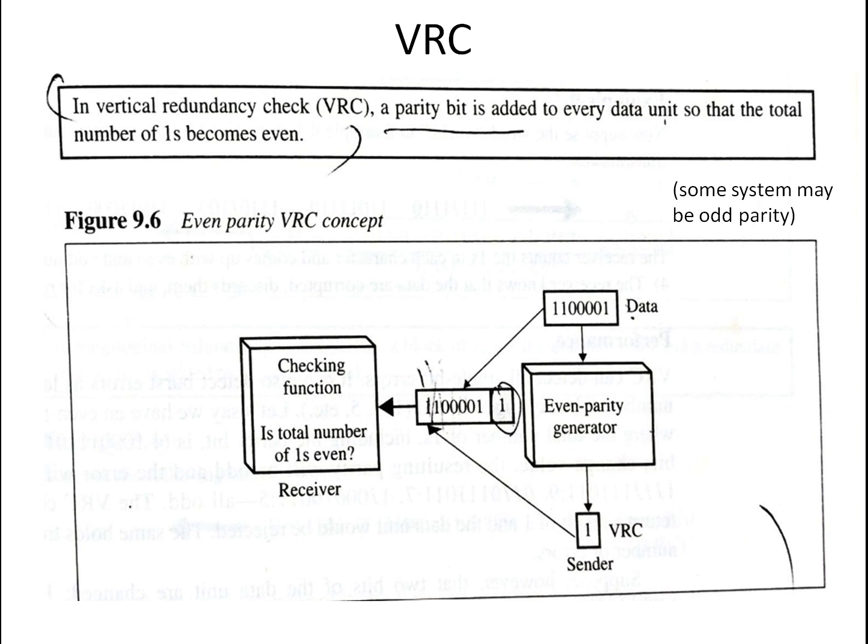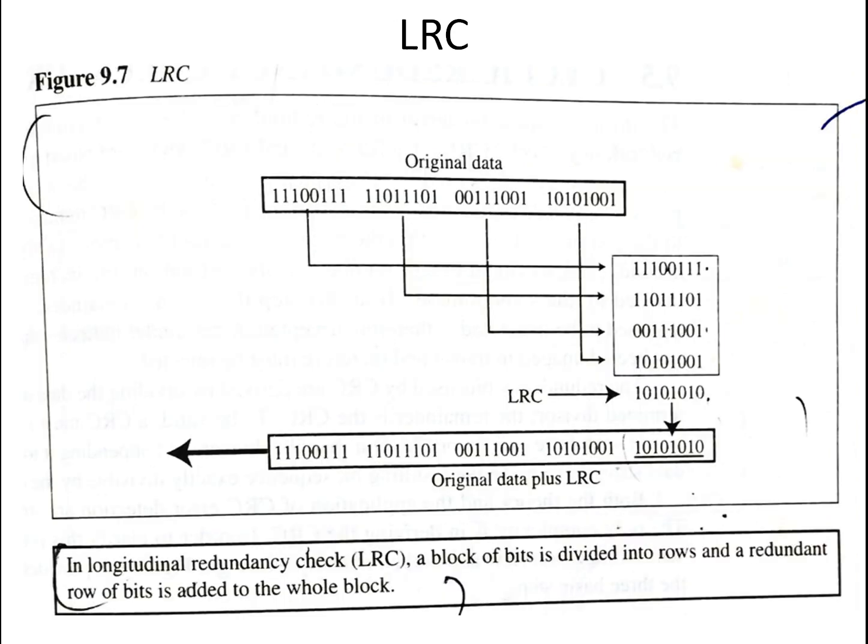In the vertical redundancy check, we add a parity bit to every unit so that the total number of ones becomes even. We check how many ones there are; even parity is generated by adding the extra bit and sending to the receiver side. The receiver checks whether the count is even, and if so the data is accepted. For LRC, the original data is divided into rows, and a normal addition is done over the columns. The original data plus the LRC data is sent to the receiver side. That is called longitudinal redundancy check.